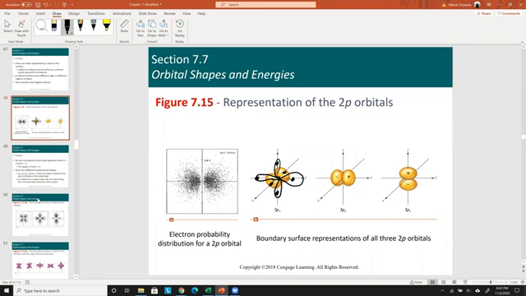So that's why we're doing these. That's why, and the ML value for P, there's 3 ML values. Probably -1, 0, +1. That's actually how it works. Each one of those ML values corresponds to one of these dumbbells. And each one of those dumbbells can hold 2 electrons, electron 1, electron 2. So hopefully that clears it up.